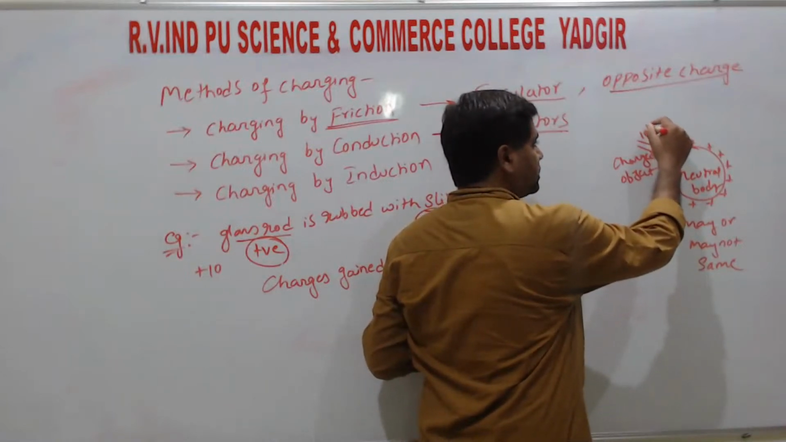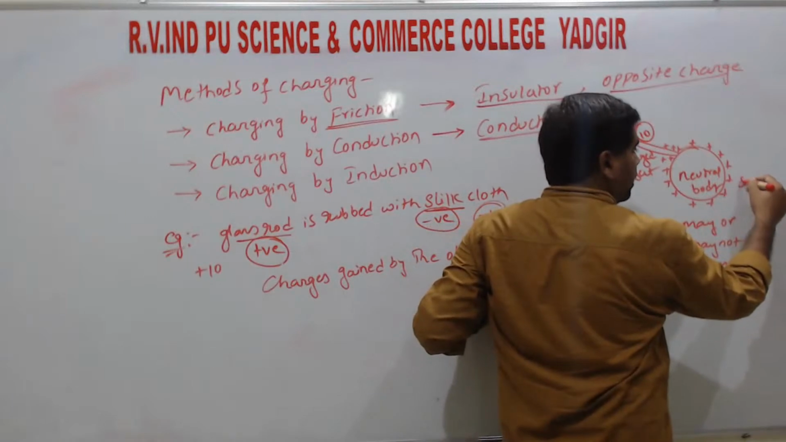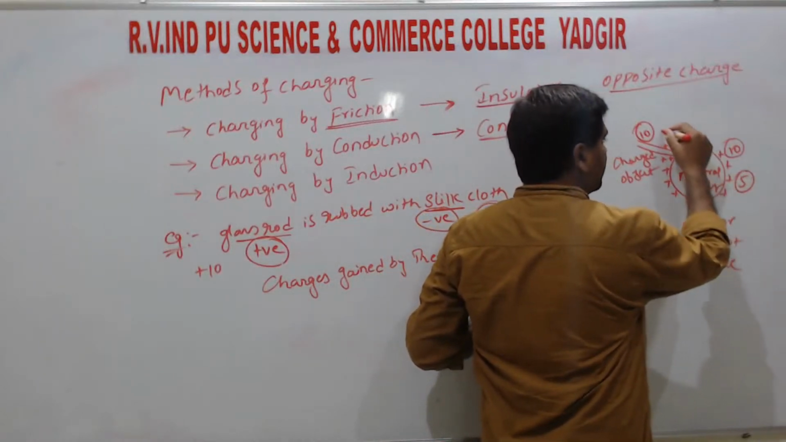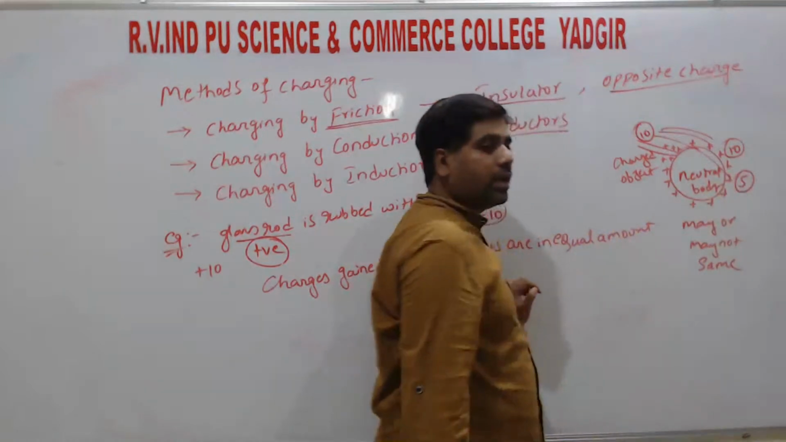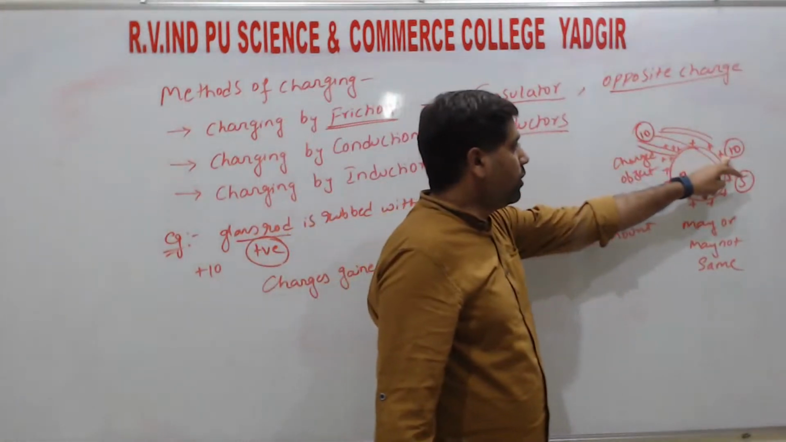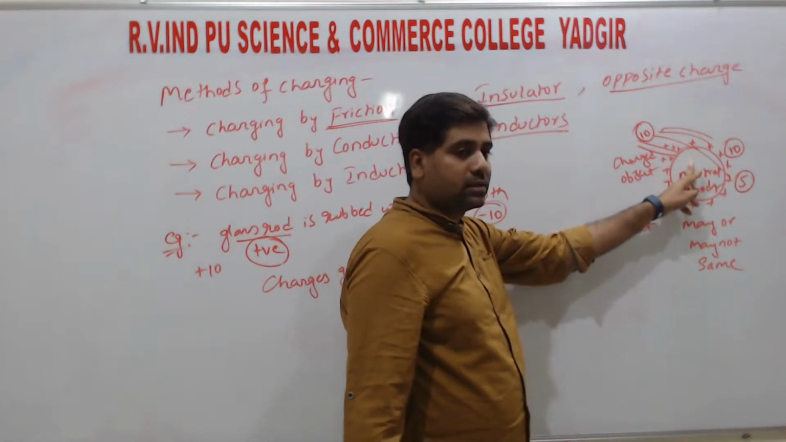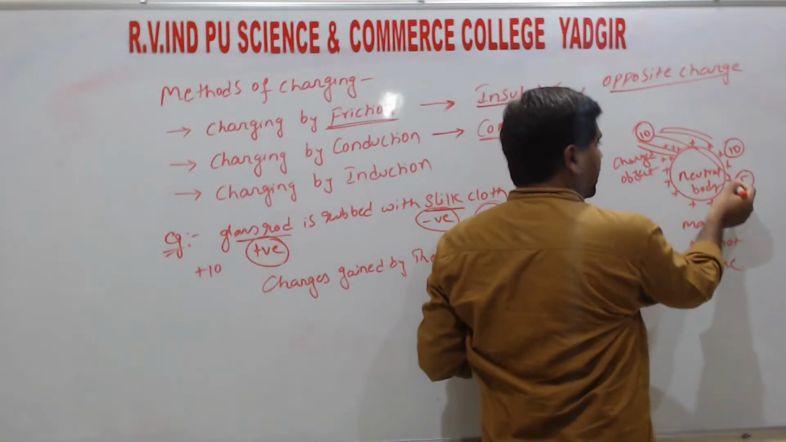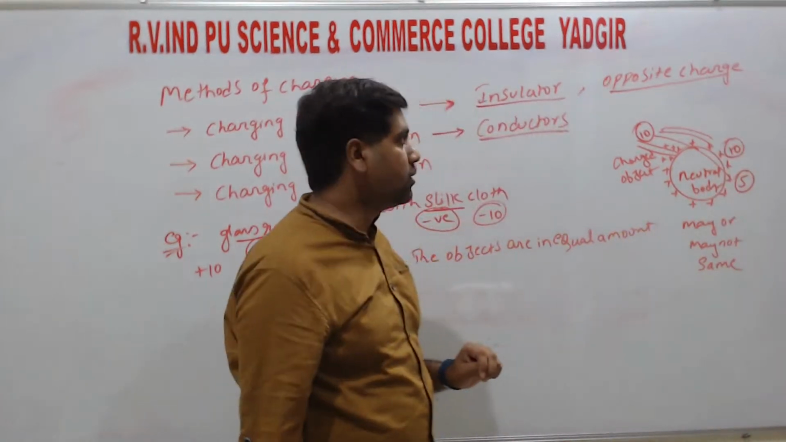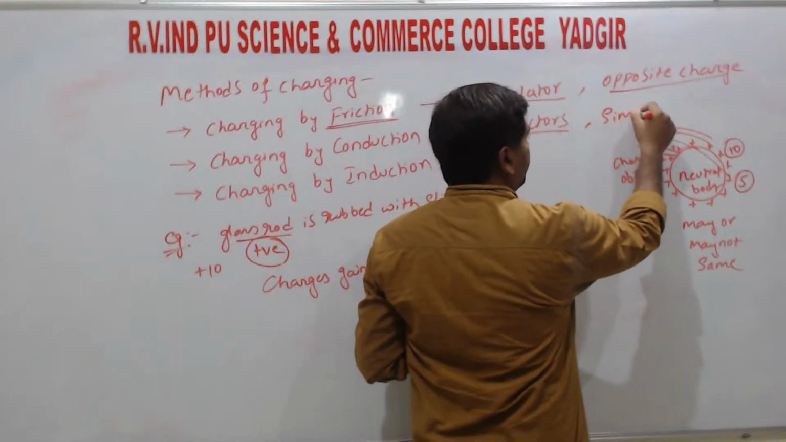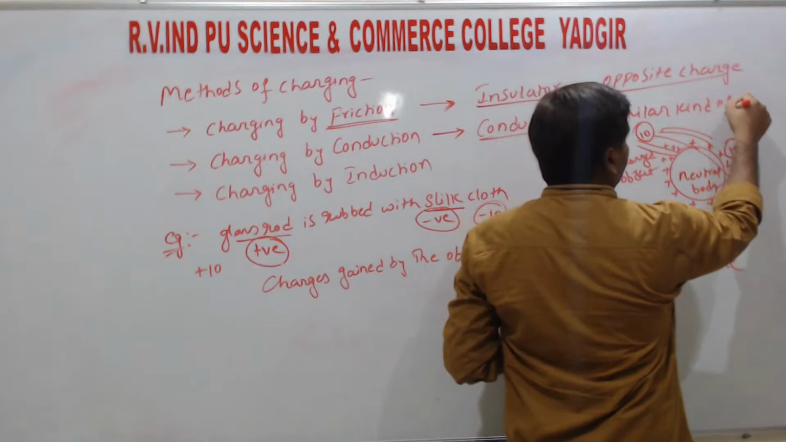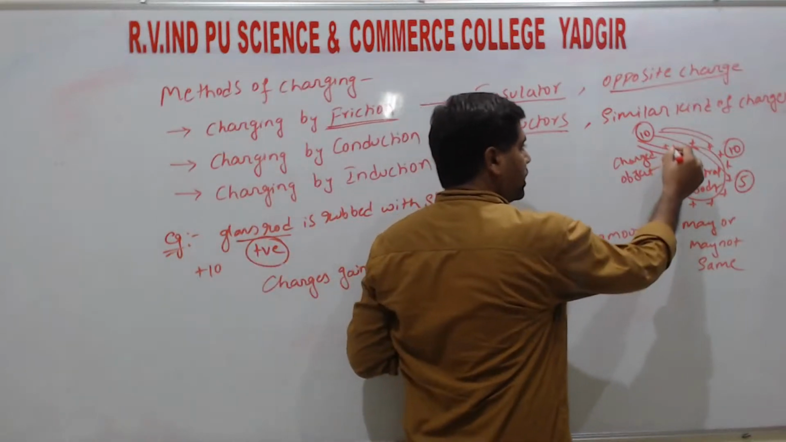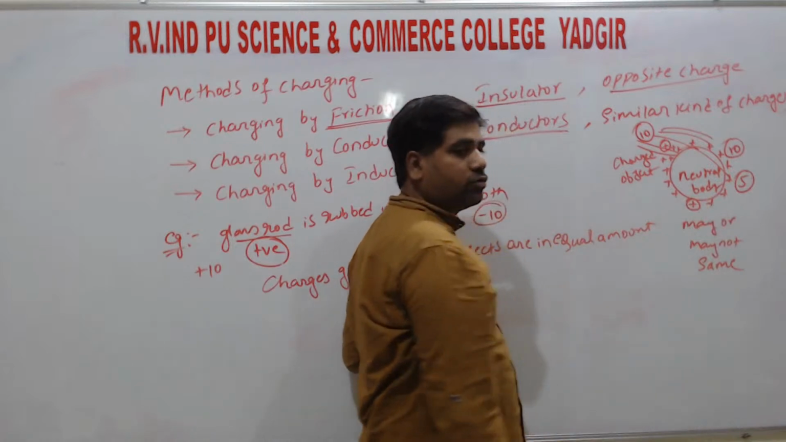If the charged body has 10 positive charges, then the neutral body can gain only 5 positive charges, or it can gain 10. It may be equal or less than that of the charged body. The charges will be equal when the two objects are the same. If two objects are the same, the charge distribution will be the same; if the objects are different, the charge distribution will vary. Similar kinds of charges are acquired by the neutral body. If the charged body is positive, the neutral body will gain only positive charges.